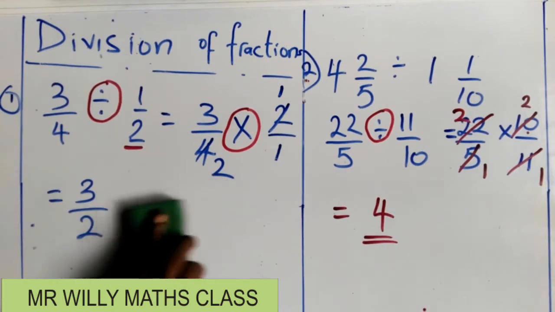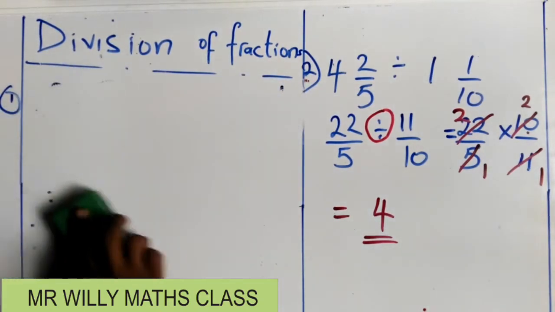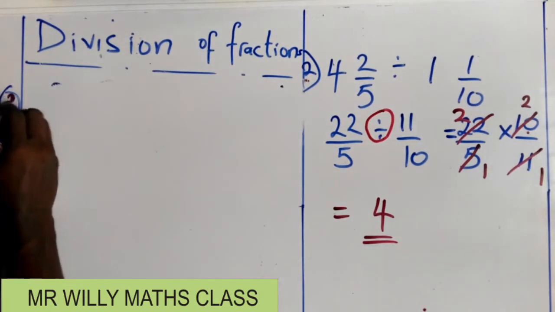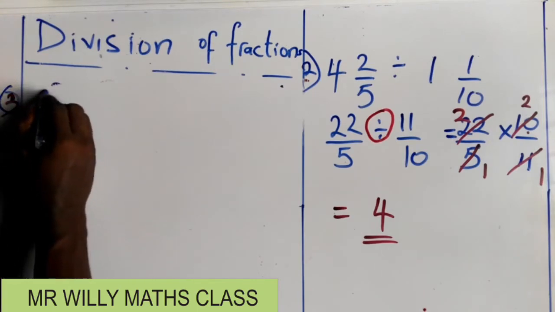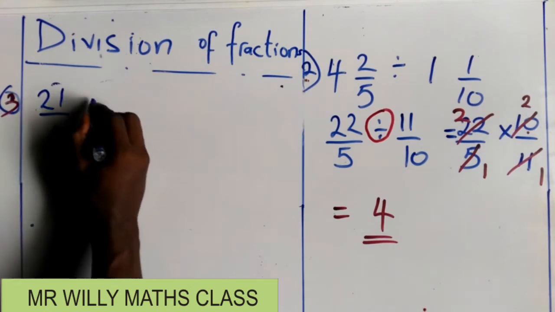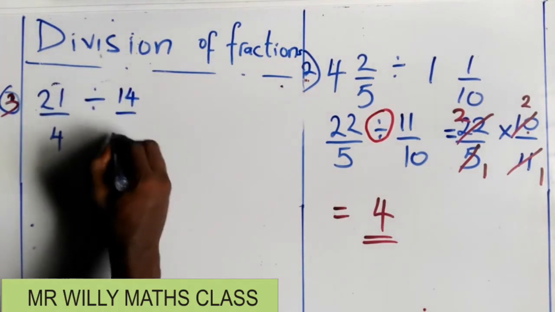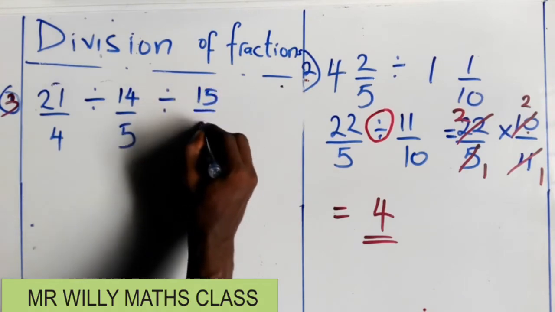Now let's solve this next fraction. Let's divide this fraction. This will be question 3 for today's class. So let's say that you have this question. You're having 21/4 divided by 14/5 divided by 15/4. Now how do you go about it?